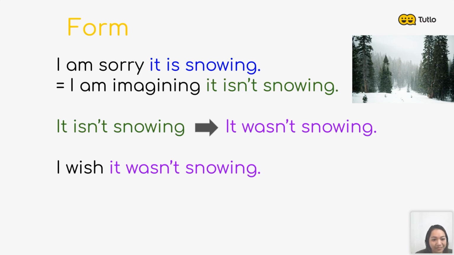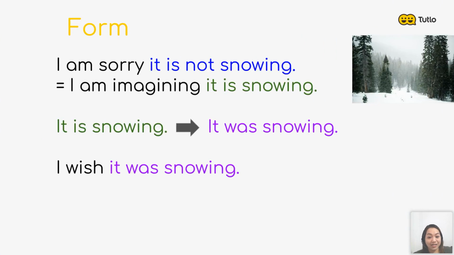Or say, for instance, the opposite. I'm sorry, it is not snowing. So you imagine that it is snowing, change to past form. Yeah, I wish it was snowing. Yes, magic. We'll see in practice later on.